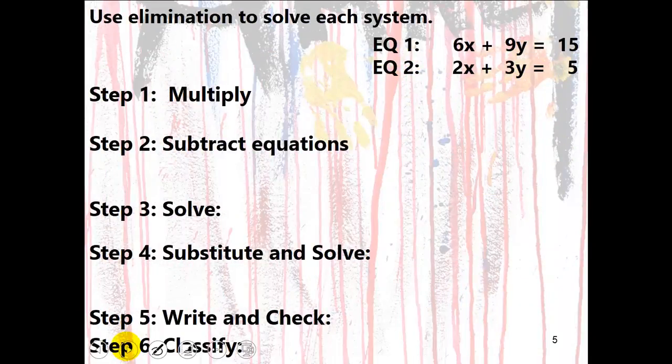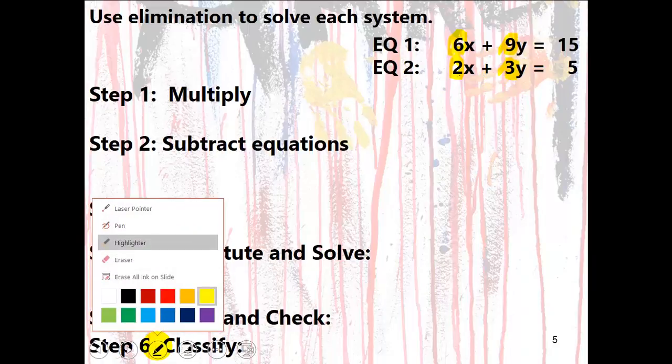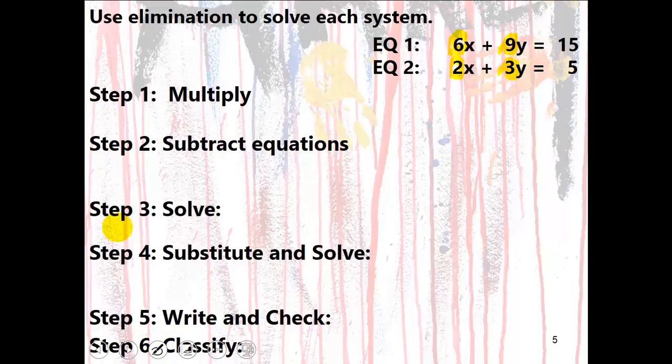Let's try another one. We're going to solve this by elimination. Notice that none of my coefficients are the same or opposites. Those aren't the same, and these aren't the same. So that means I have to multiply one or both equations by a number. I'm going to try and drop out my x's. So I'm going to multiply equation 2 by a negative 3. That way I get a different sign.